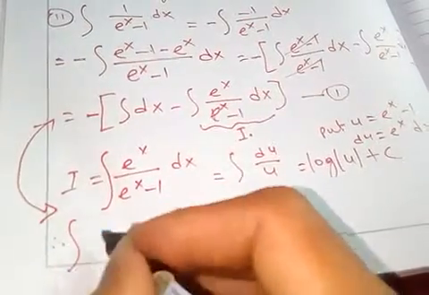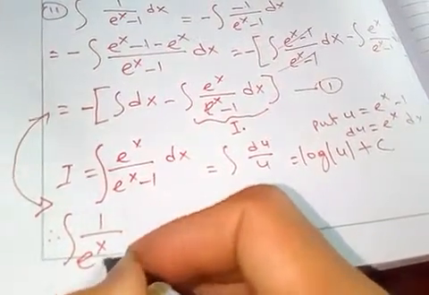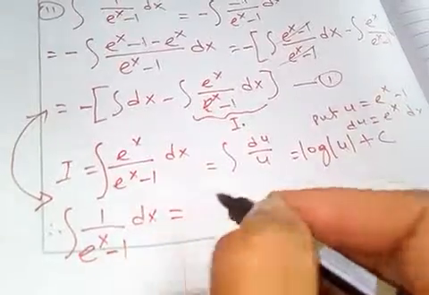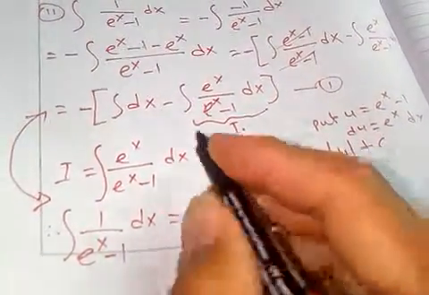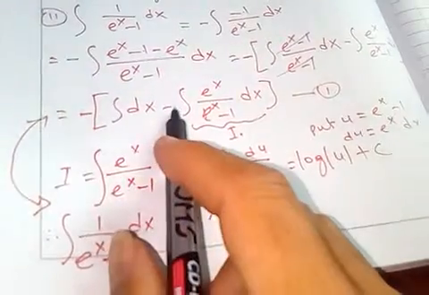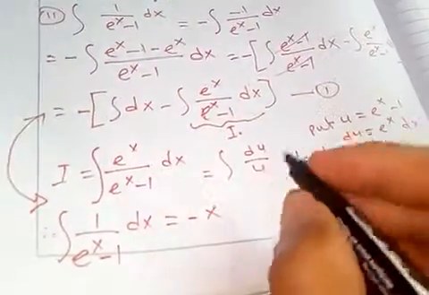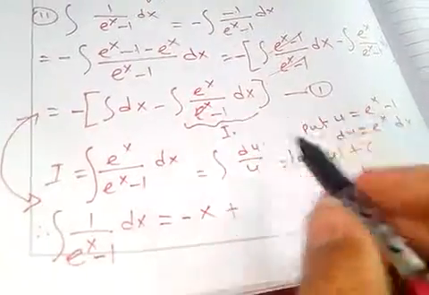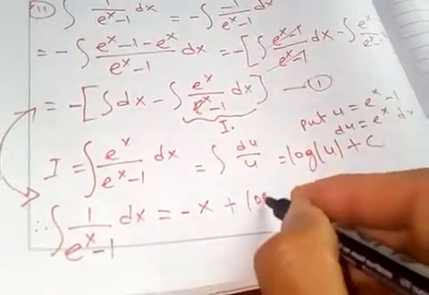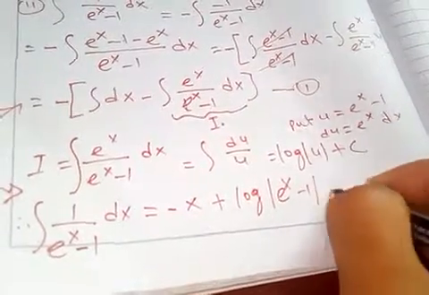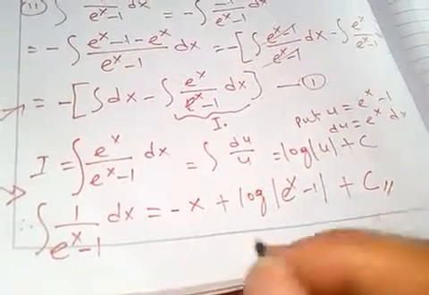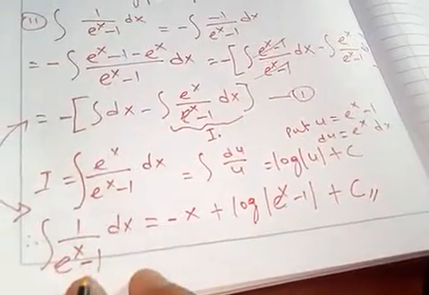Therefore, the integral of 1 over e to the x minus 1 dx will be minus x, opening the bracket again, minus minus becomes plus, and this term is nothing but log of u, where u is e to the x minus 1, plus constant of integration. So this is our last answer.